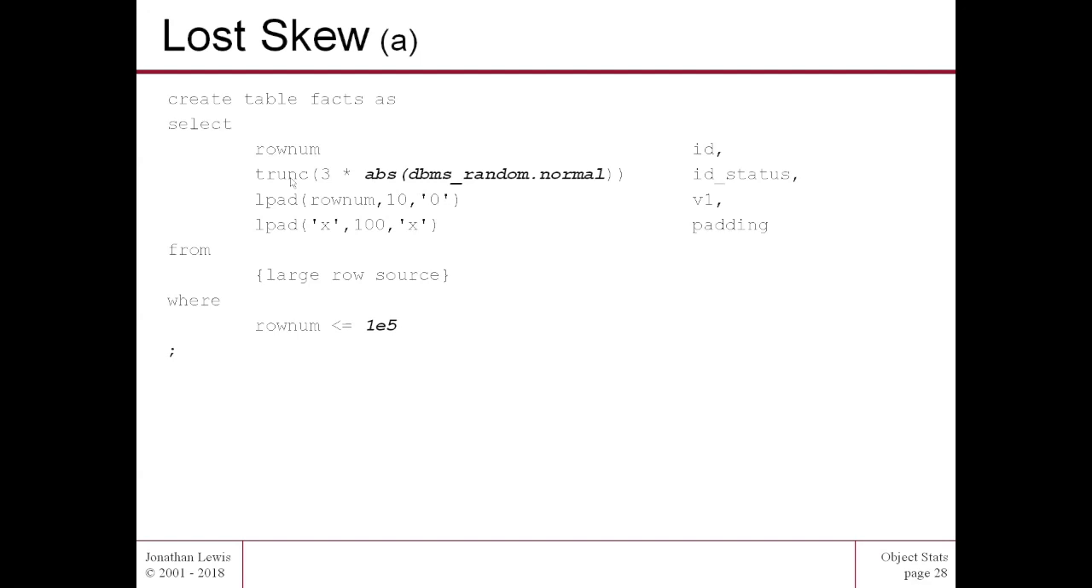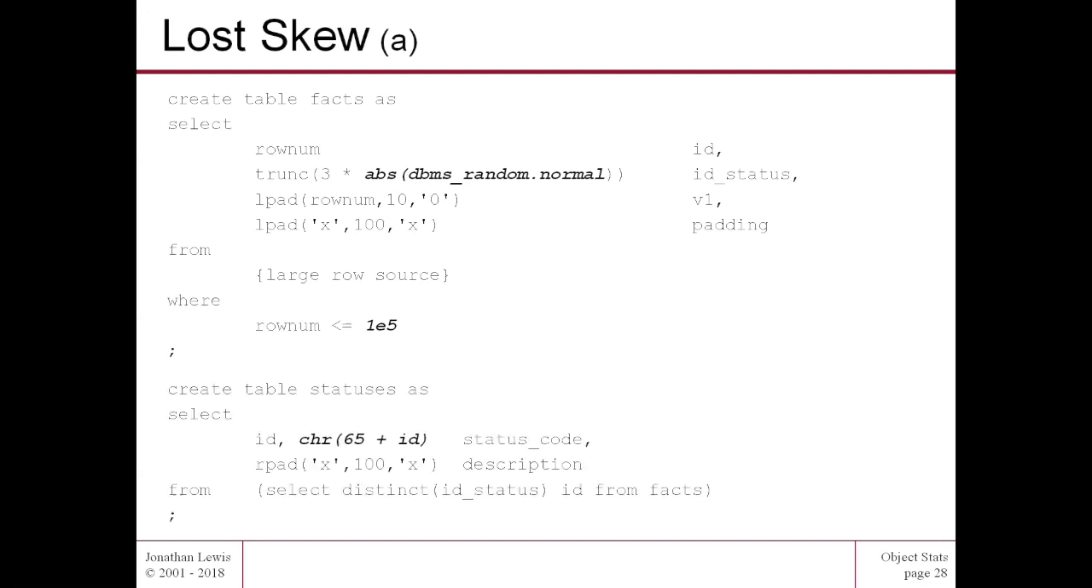So this will produce a small number of integer values with a very strongly skewed distribution to it. Okay, I've created another table, which is going to be a very small table. It simply says, select the distinct values of the ID status from the first table, add 65 to the distinct values you've got, and convert to character. Character 65 is the capital letter A, so what I've got here is just a set of rows which match the possible ID statuses in the big table, and which simply translate numbers into letters.